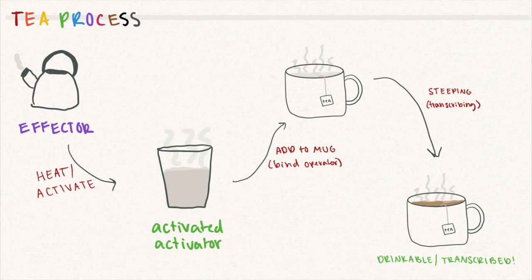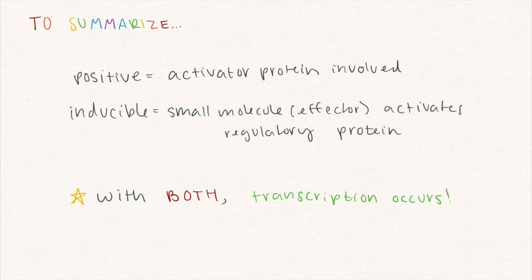Without the water, the kettle does not do anything. Without the kettle, the water remains cold or unactivated and the tea bag never becomes transcribed into drinkable tea. This shows you how both the activator and the effector are necessary for this process to occur. Similarly, the activator protein cannot activate the process of DNA transcription without it first being activated by the small molecule.